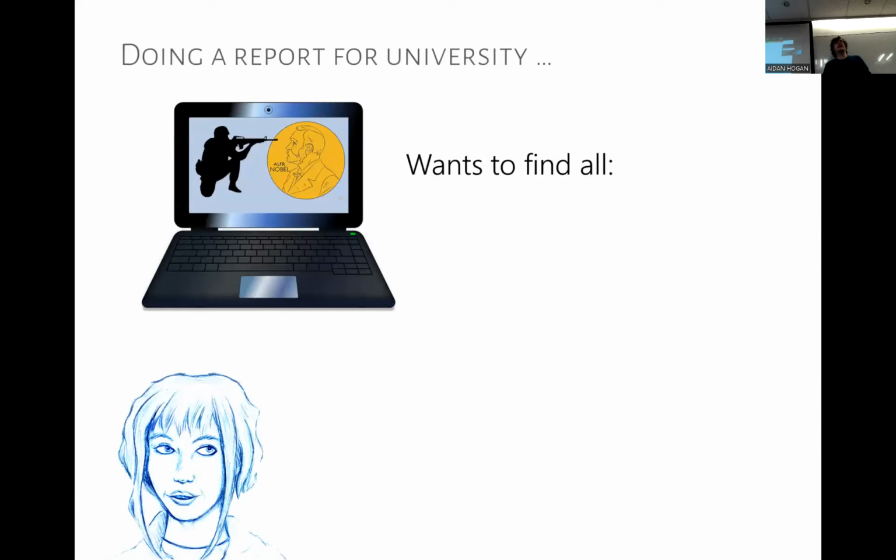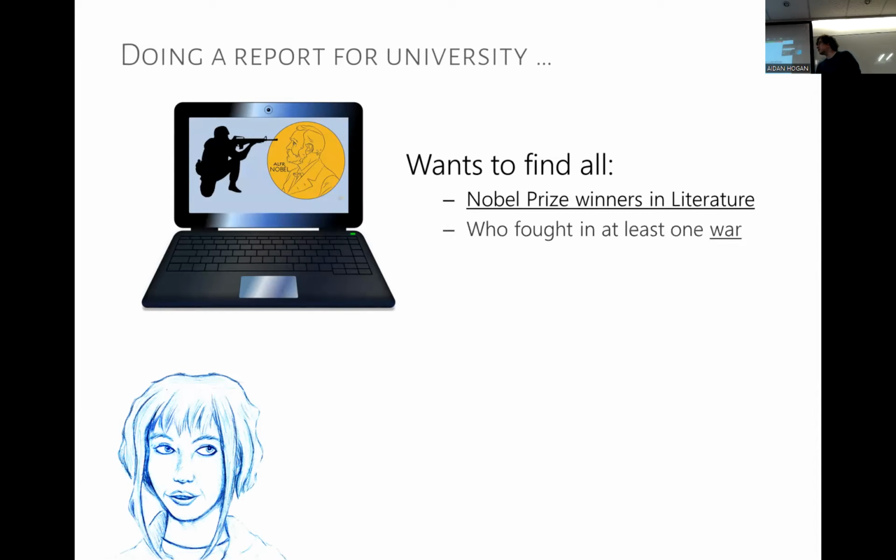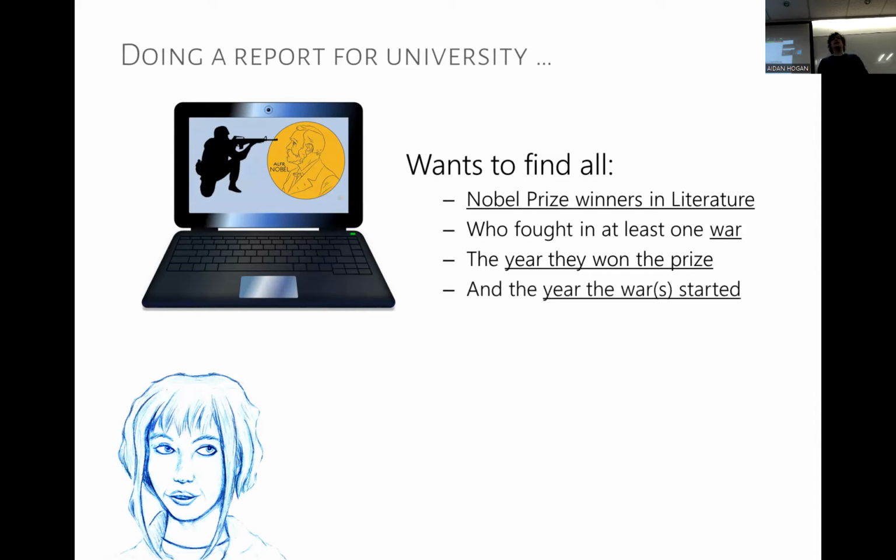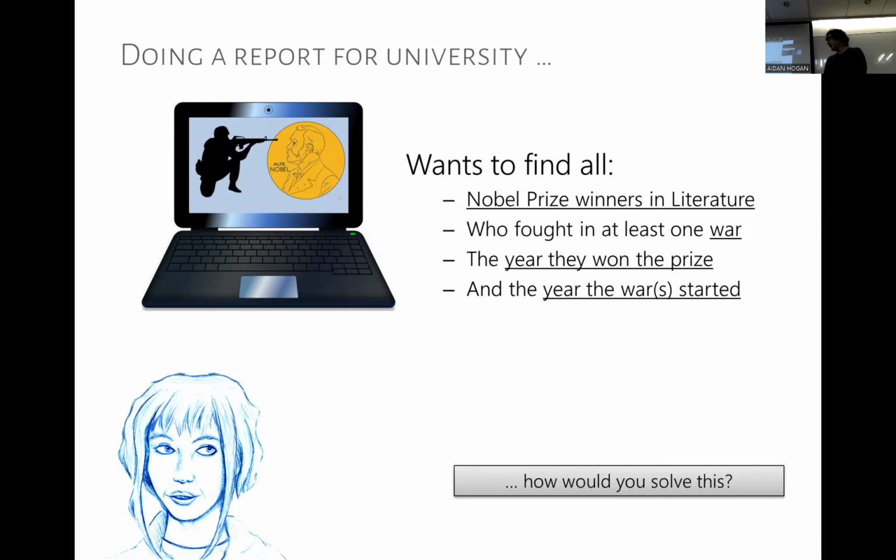So we're going to take this example of a user. This web user is doing a report for a university and wants to find all Nobel Prize winners in literature. So she's a student of literature, for example. She's doing a report. She wants to find all Nobel Prize winners in literature who fought in at least one war, the year they won the Nobel Prize, and the year the wars started. Yeah. How would you solve this?